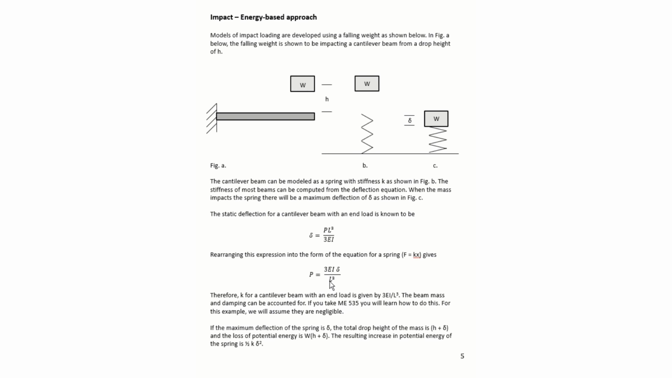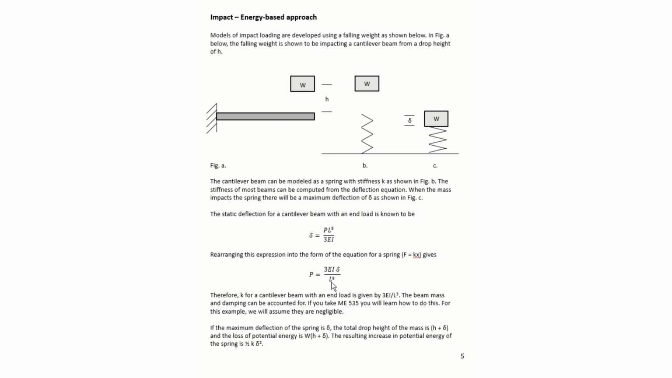The beam mass and damping can also be accounted for in this model, and you talk about that if you take ME 535, mechanical vibrations. But for this approach, we're just going to assume that we can get the stiffness of this cantilever beam by 3EI over L cubed.